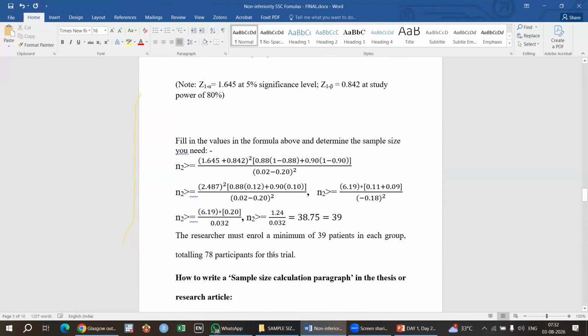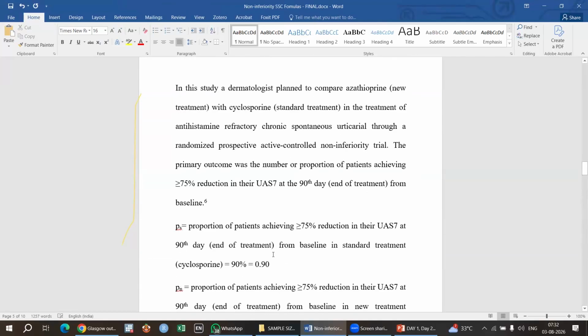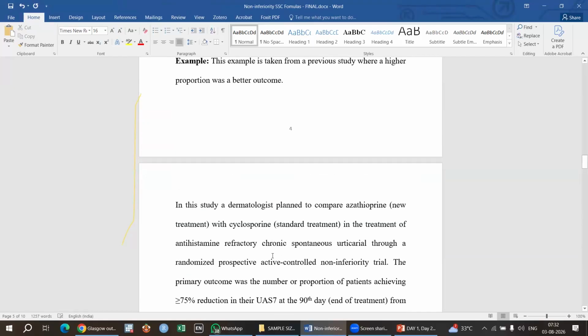In this study, a dermatologist planned to compare azathioprine, the new treatment, with cyclosporin, the standard treatment, in the treatment of antihistamine refractory chronic spontaneous urticaria. I think dermatologists know better than me. This is a condition, through a randomized prospective active controlled non-inferiority trial. The primary outcome, please see this primary outcome.